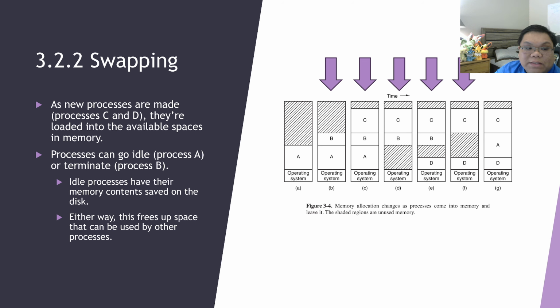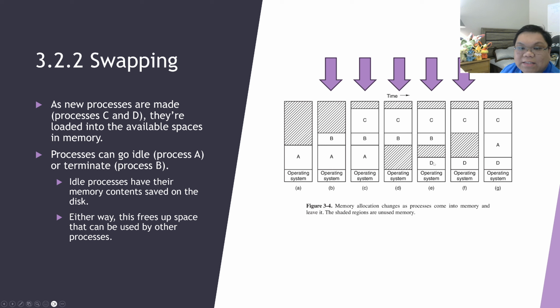But let's just say, after some time, process A goes idle. If a process goes idle, it's using memory it isn't using. So, if the memory management system of an operating system is smart enough, it will detect an idle process, and instead of having it hog up memory that it isn't using, we just save that process, we write the contents of its memory into a file, and save it. This frees up memory that we can use to load another process. That's process D here.